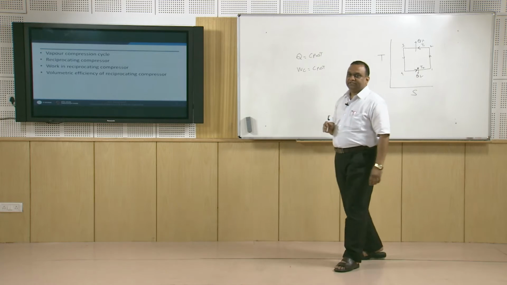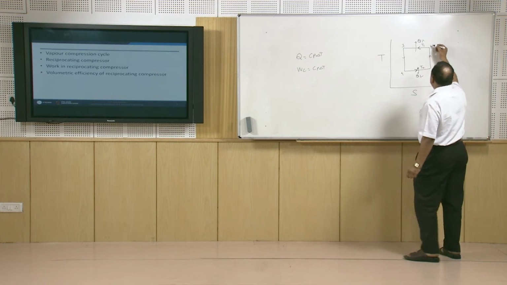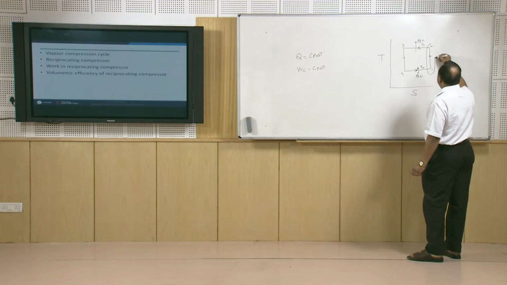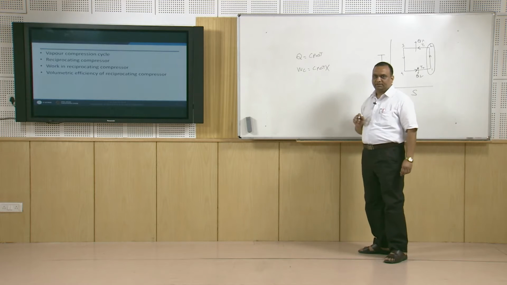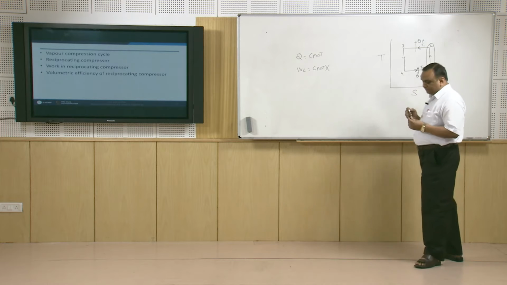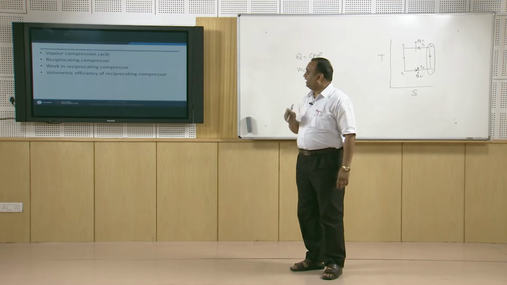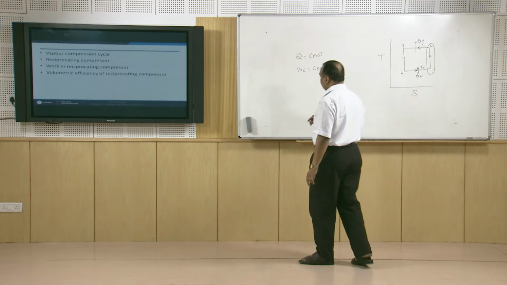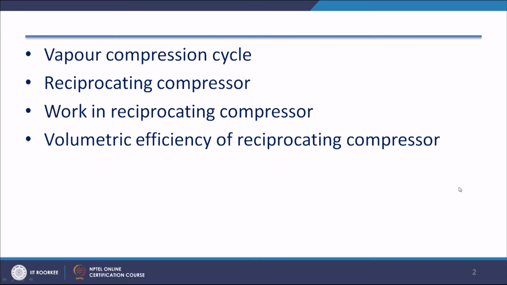In these type of machines, the compression process is very important, and in this type of compression we cannot use this formula, right. And in most of the vapor compression refrigeration systems, reciprocating compressors are used. So, the analysis of reciprocating compressor with reference to the vapor compression systems becomes important.